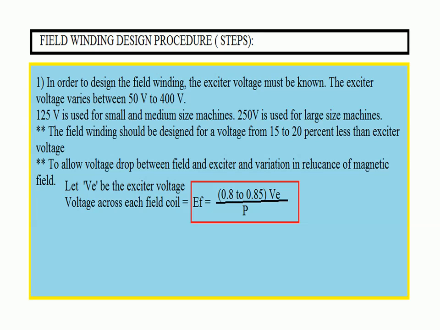Hence, to allow for the voltage drop between field and excitation, and also to consider the variation of reluctance in the magnetic field, this 15 to 20% reduction should be considered. Let VE be the exciter voltage, then the voltage across each field coil is given by 0.8 to 0.85 of the exciter voltage VE divided by the number of poles.